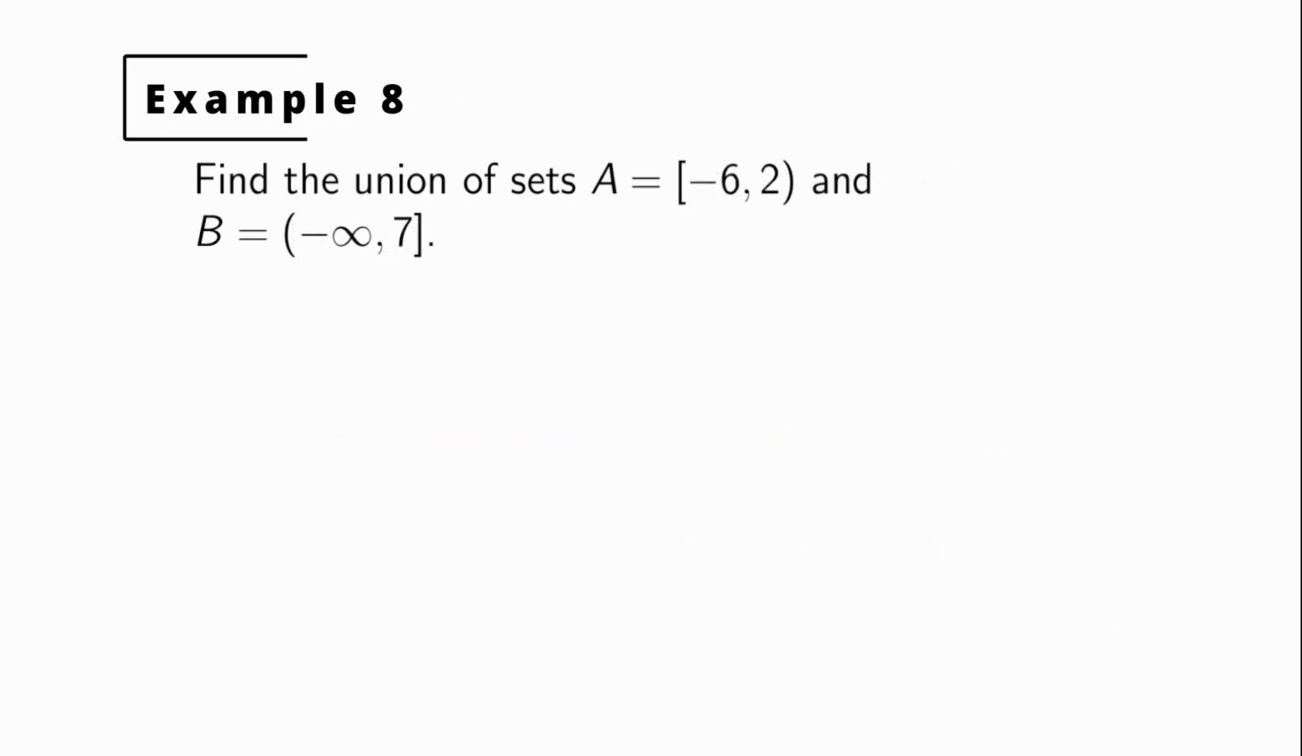Find the union of the sets A, which is the interval from -6 to 2, including the point -6, and B, negative infinity to 7, inclusive on 7. So again, I find it helpful to draw the number line. So A is from -6 to 2, and B will be negative infinity to 7. So I'm kind of just drawing the points on there. So A we'll do in blue again. -6 to 2, we include -6.